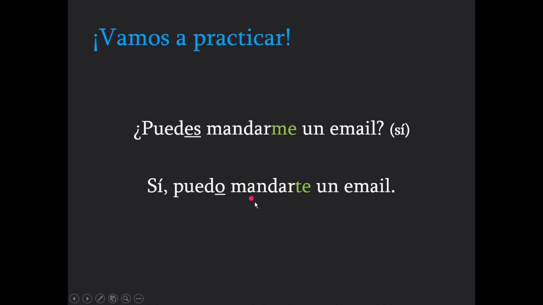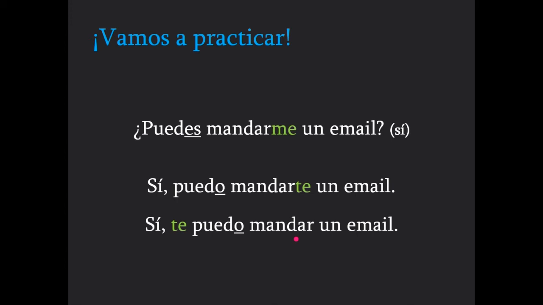Remember, when there's two verbs, you have two options. So we have this as one option, and our other option is to put the te in front. So let me clarify. When you have two verbs, a conjugated verb and an infinitive, you always have the option of attaching it onto the end of the infinitive or putting it in front of the conjugated verb. Either one is correct. So you could say, sí puedo mandarte un email, or sí te puedo mandar un email. Whichever way you want to say it, you can say it. So just remember, when you have one verb, you have to put it in front of the conjugated verb. But when you have two verbs, you have the choice of attaching on the end or putting it in front.